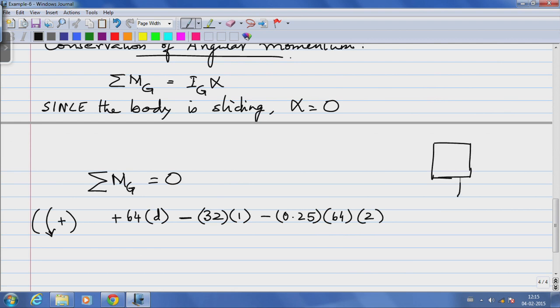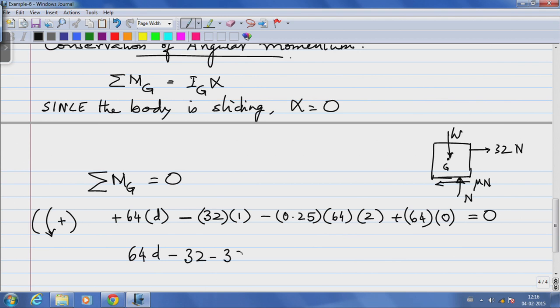So, let me recreate the free body diagram here. This is N, this is G, this is 32, and there is a weight acting through here. There is a mu times N friction force, plus the weight acts through the center of mass. The weight is 64, but its moment arm is 0, since it passes through the center of mass. So, I have 4 forces: the weight, the 32 newton force that is trying to pull the block, mu times N, the friction on the sliding surface, and the normal reaction, and the sum of all these moments happens to be 0, since the block is purely sliding. So, let us simplify this. I see 64d minus 32 minus 32 equal to 0, which implies d equals 1 meter.